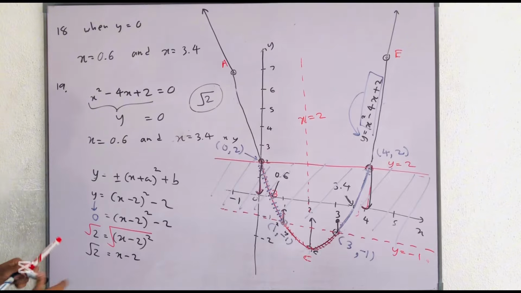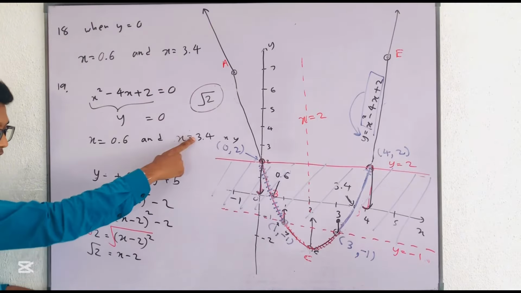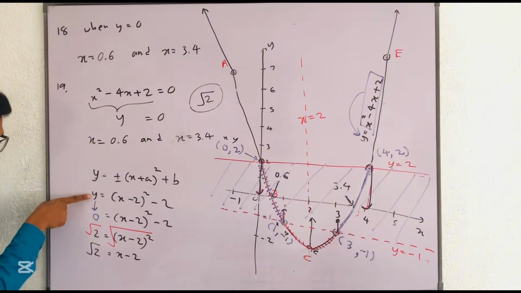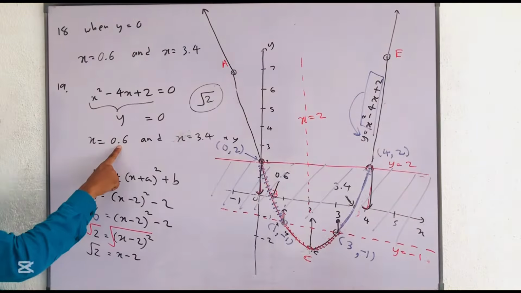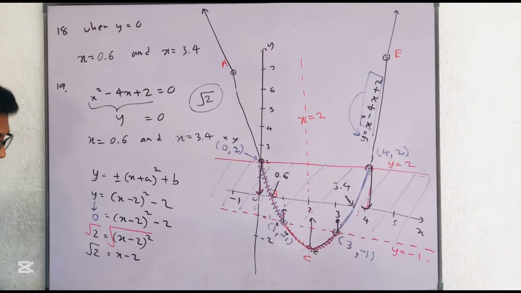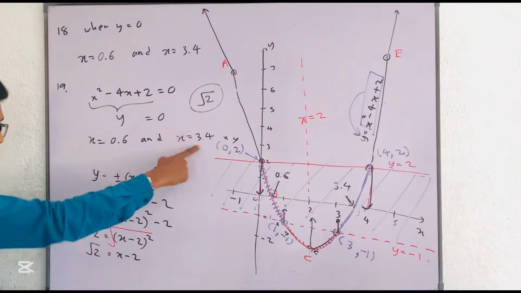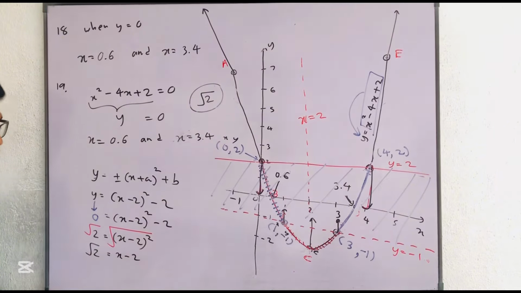Here I told you when y equals 0, what are the x values? 0.6 and 3.4. So when y equals 0, we have written y value 0, and the x value should be 0.6 and 3.4. So to get the square root 2 value, I can substitute these two values in this equation to obtain the value for square root 2.